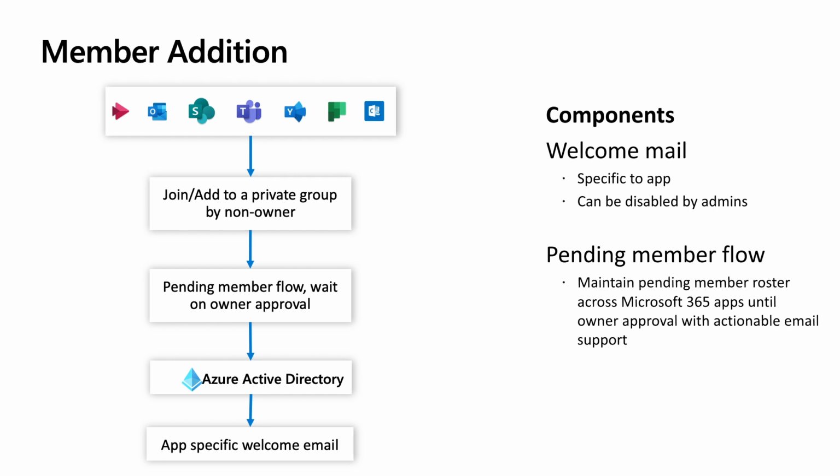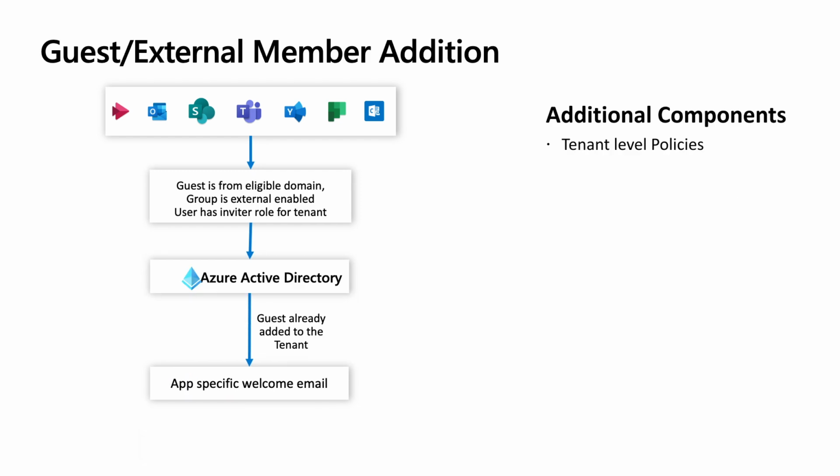The owner now has the option to either accept or decline it, and this has been built using the actionable email framework, meaning the owner can look at the email and basically click a button directly on the email to approve or decline, and just in one click, get their job done. And after that, let's say the approval does go through, the flow is similar to the previous slide, where the user gets added to Azure AD, and they do get sent a welcome email, which is optional and can be disabled by admins.